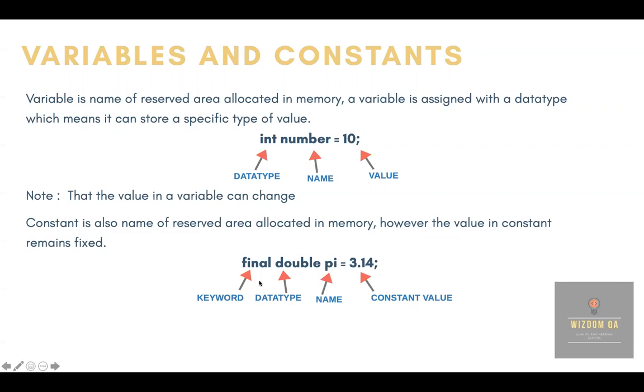So how do you create a constant? You create a constant with a keyword called final, and then you give the data type. For this scenario, it is double. Double means it is going to hold a decimal number. And then you give the name of the constant as pi. You know the pi value is 3.14, and that is constant always. So I can say that this value will never change, which is why I have added the keyword final in front of it, which means it will never be changed.